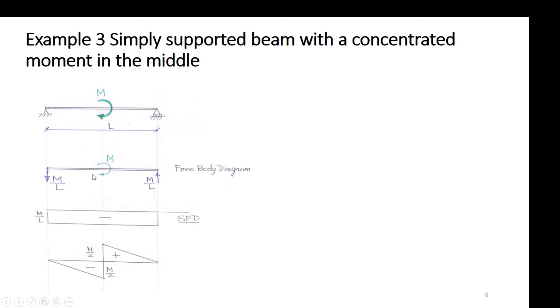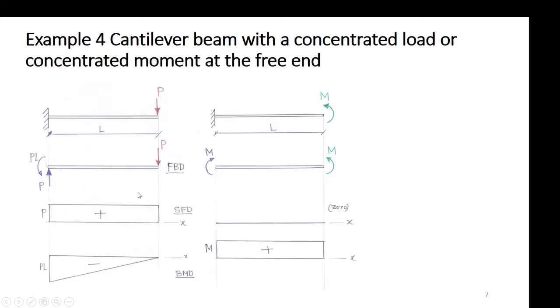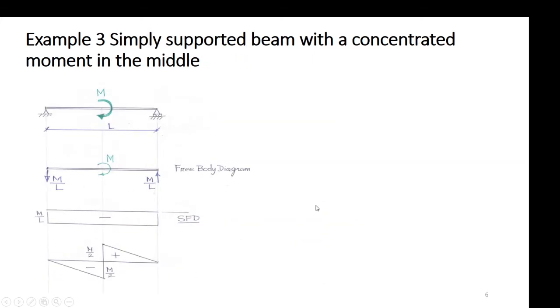So the reaction should be moment divided by the total length, M by L. At the left end it will be M by L, and at the right end it will be M by L up. If you have any confusion, the couple M by L into L is the couple, which is the M. So you got the reactions.